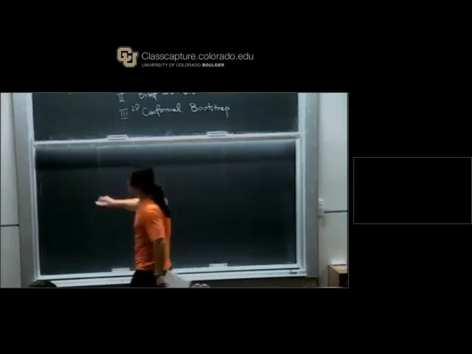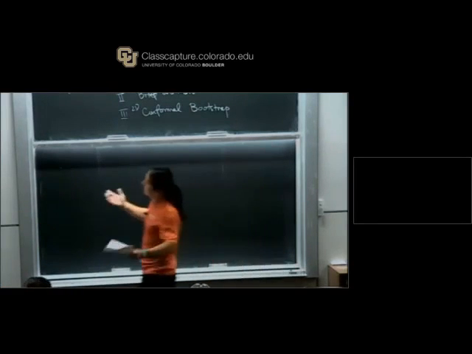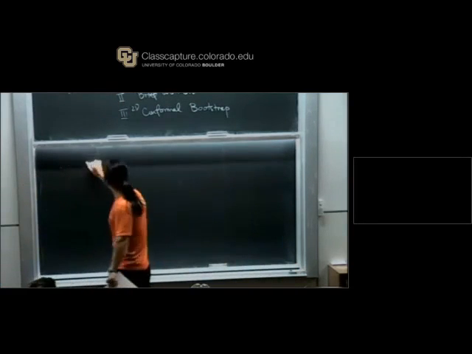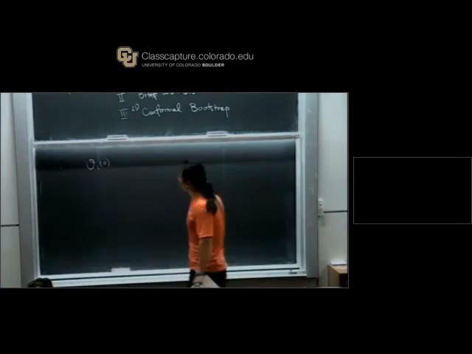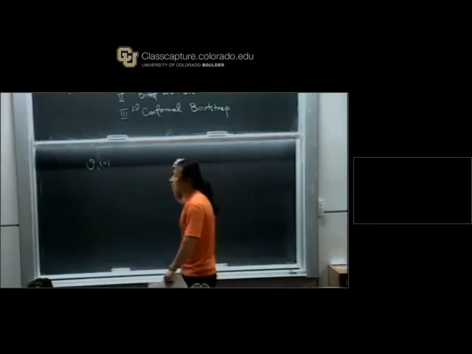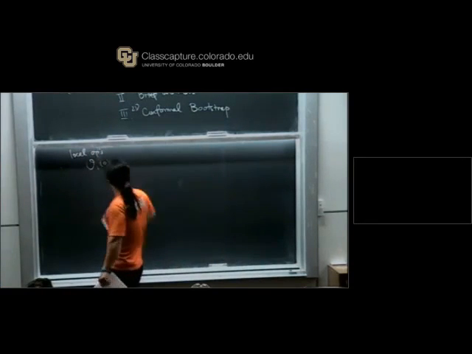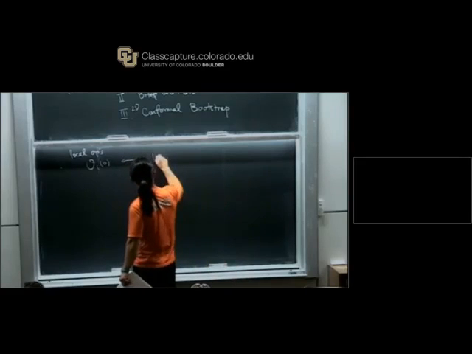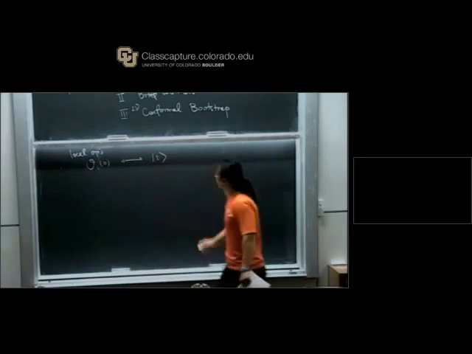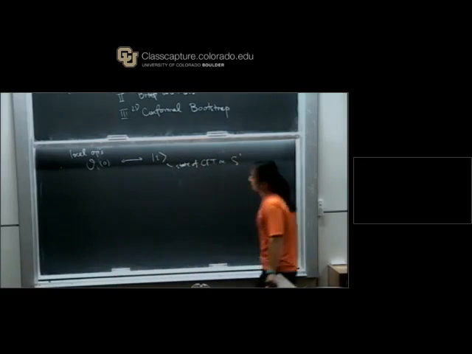Now, that's not all. As we said, there's a Hilbert space of local operators. Let's call it O_I of x, let's say at the origin, where I runs through some infinite index set. These are local operators. As I said, these are supposed to be in correspondence with states of the CFT on the circle, or the cylinder.